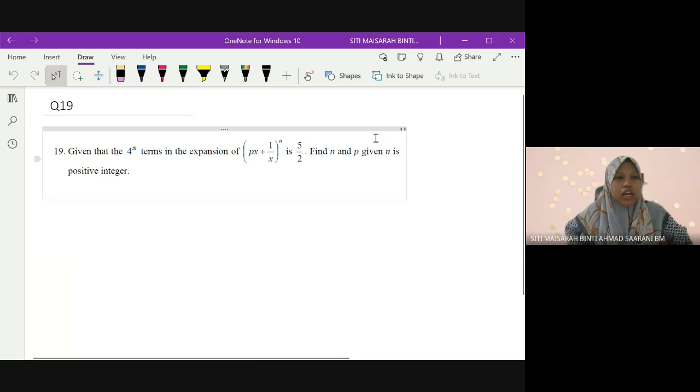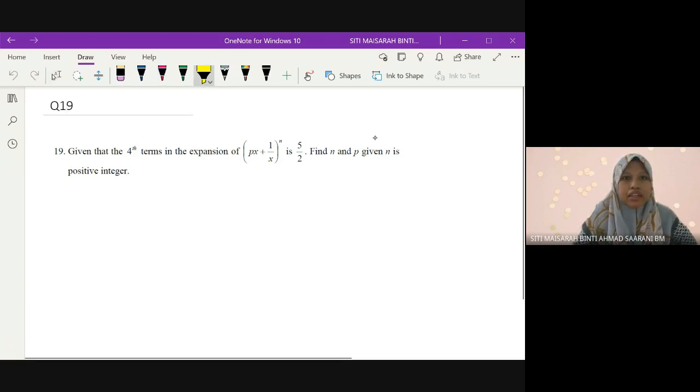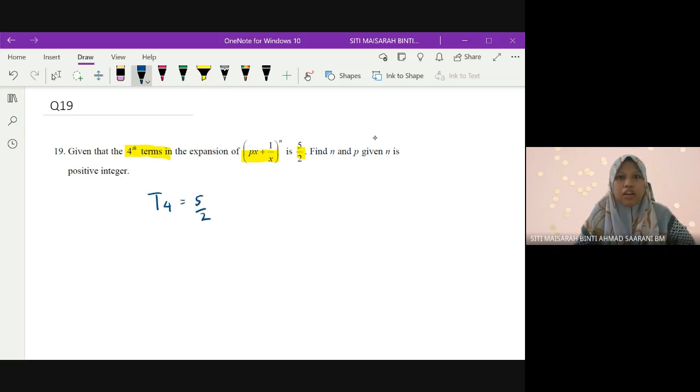The question asks: given that the fourth term in the expansion of (px plus 1 over x) power n is 5 over 2, so T4 equals 5 over 2, find n, given n is a positive integer.